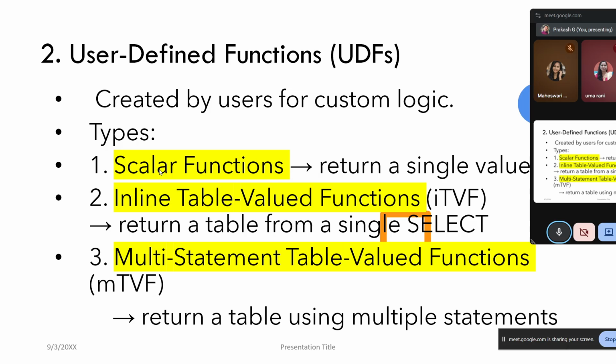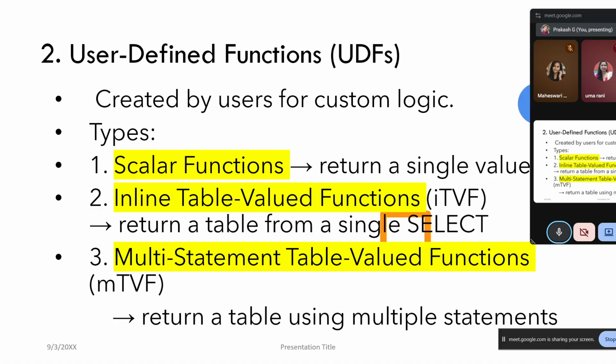Okay. So there are three different types of UDFs: scalar functions, inline table valued functions, and multi-statement table valued functions. Very simple, guys. Scalar means it returns a single value, one value. Just as I said, if you give the radius of a circle, it will give you the area of the circle. Just a simple single value. Okay, coming to inline table valued functions, it returns a table from a single select query. You will write a select query inside the function, and the user defined function will return a table. Table means multiple rows, guys. Simple. Multiple rows it will return.